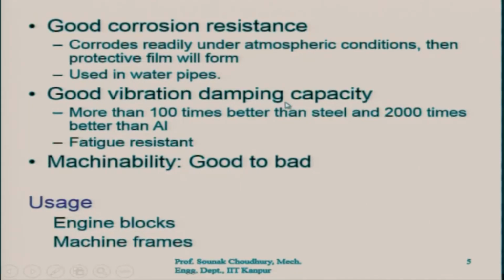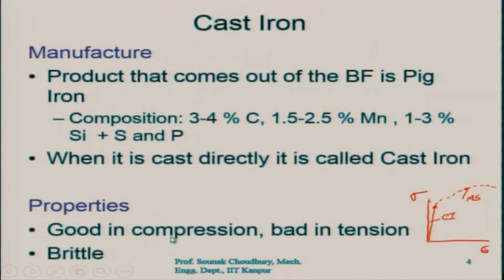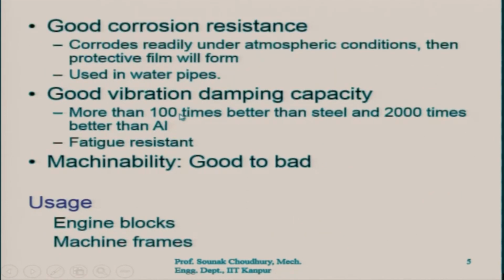Good vibration damping capacity, because as we said, these are good in compression. This is more than 100 times better than steel. This is the vibration damping capacity, and 2000 times better than aluminum, for example. If you compare cast iron with steel or aluminum, you can see that this is 100 times better in terms of vibration damping. So, it has very good vibration damping capacity.